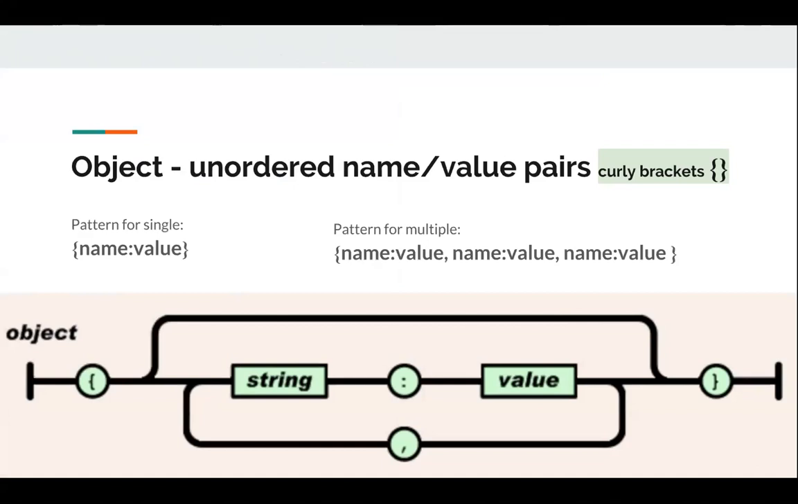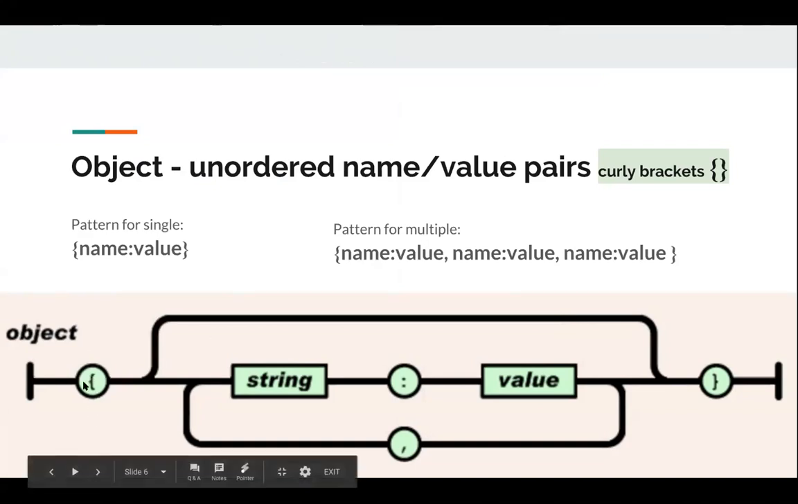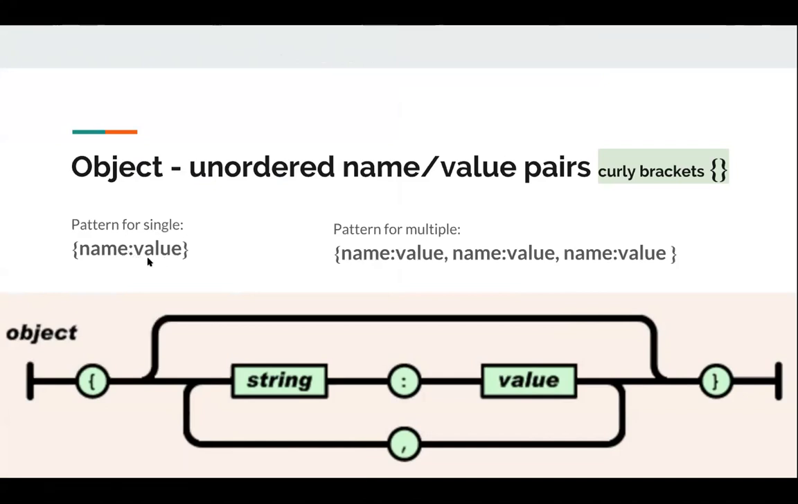An object is an unordered name-value pair. It is defined by curly brackets, so you can remember that syntax when you're writing it. If it's an object, you're going to use the curly brackets. The pattern is simply this: curly bracket, the name, a colon, a value, and another name. You can put spaces in here and it won't hurt anything. If you have multiple, just make sure to separate them with a comma, but not at the end. So that's the syntax for those.